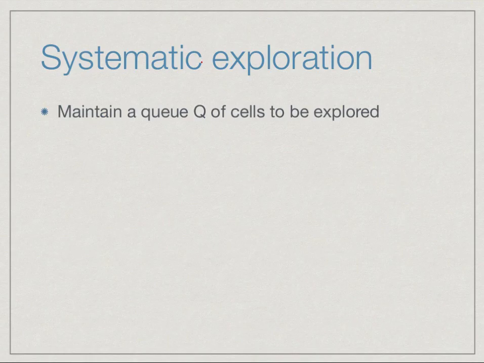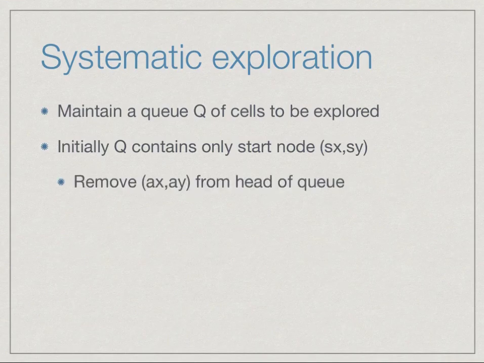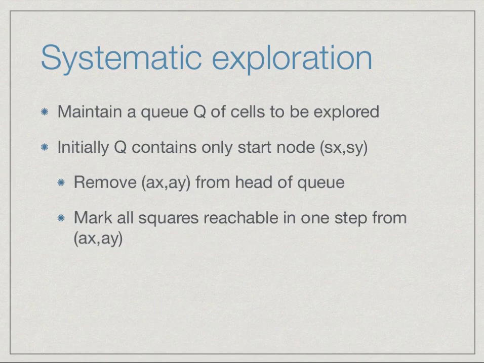So a queue is very useful for this. What we do is we maintain at any point a queue of cells which remain to be explored. Initially, the queue contains only the start node, which is sx, sy. At each point, we remove the head of the queue and we explore its neighbors. But when we explore its neighbors, we mark these neighbors. Some of them may already be marked. So we look at ax, ay, the element we remove from the head of the queue, and we look at all the squares reachable in one step.